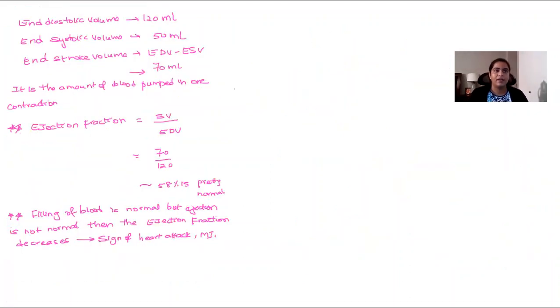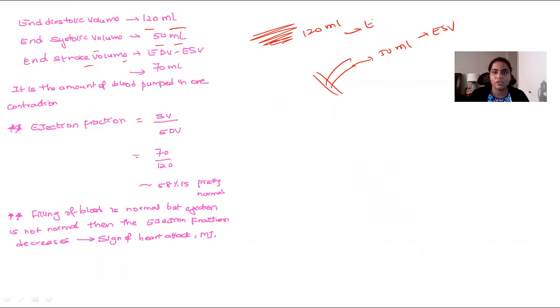Now let us study here. End diastolic volume was 120 ml, end systolic volume was 50 ml. So what is stroke volume? Like I told you, first the blood was 120 ml and the blood that is ejected through the semilunar valves was 50 ml. Now, this is end systolic volume. This is end diastolic volume. Stroke volume is, after the blood is ejected out, whatever blood is remaining.